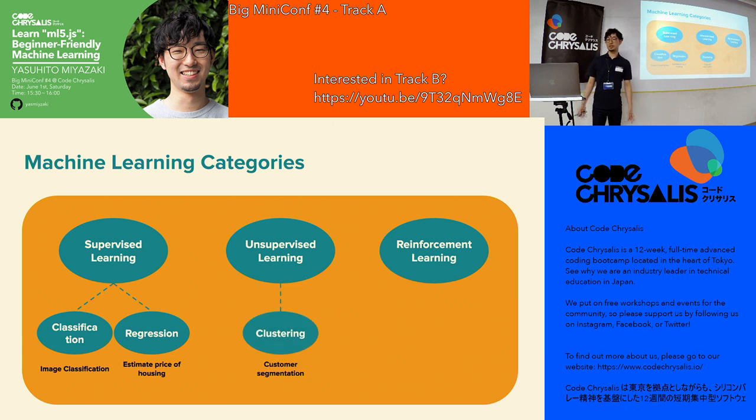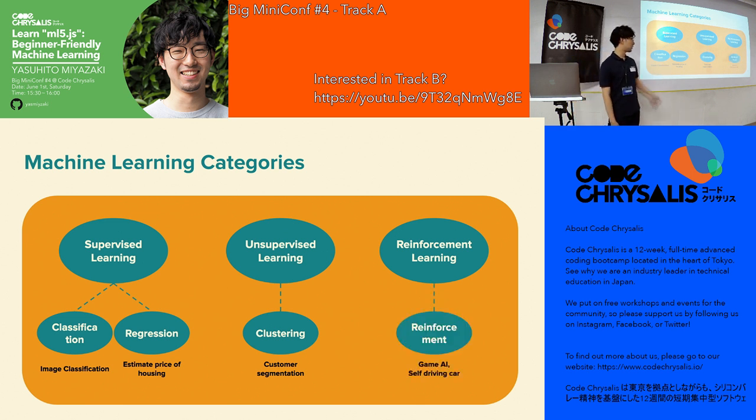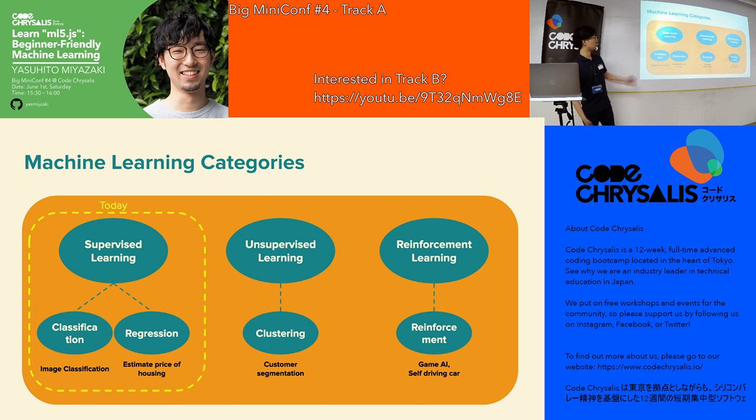Unsupervised learning has clustering. It is used, for example, for customer segmentation. For example, if you like movies, you are classified as a movie lover, and if you like action movies or other kinds of movies. And there's also reinforcement learning, used in game AI. The famous ones are AlphaGo or automatic shogi playing, and it is also used for self-driving cars. Today, I'm going to talk about supervised learning.